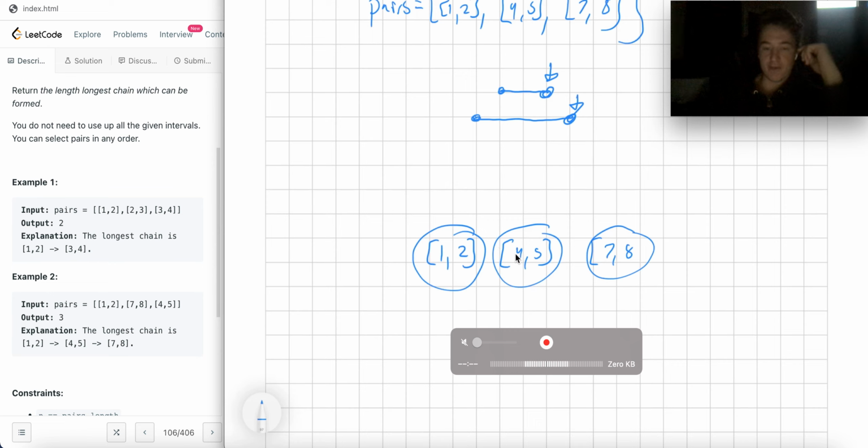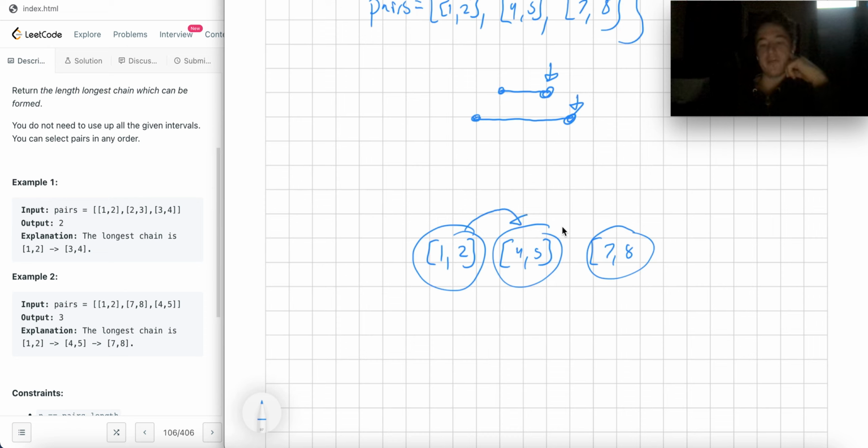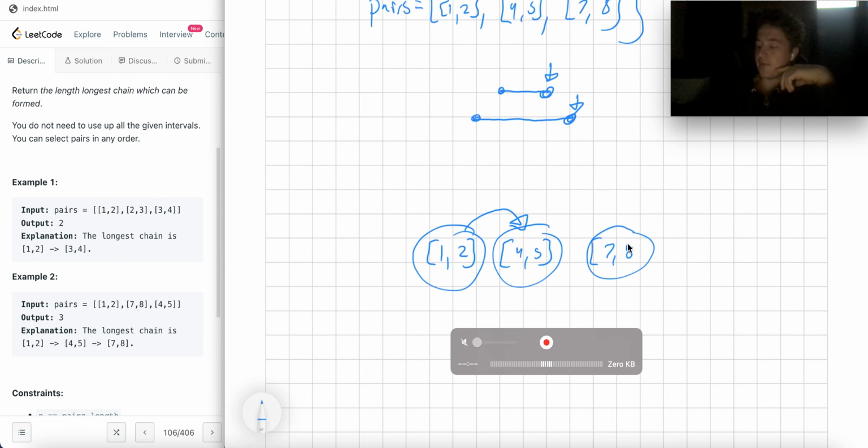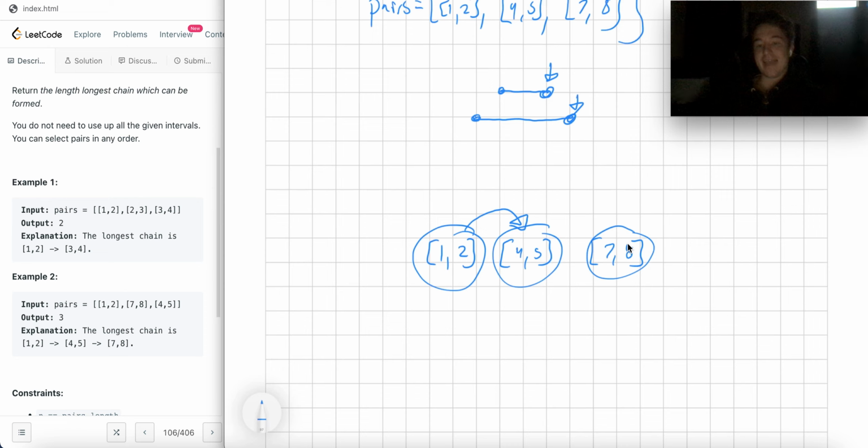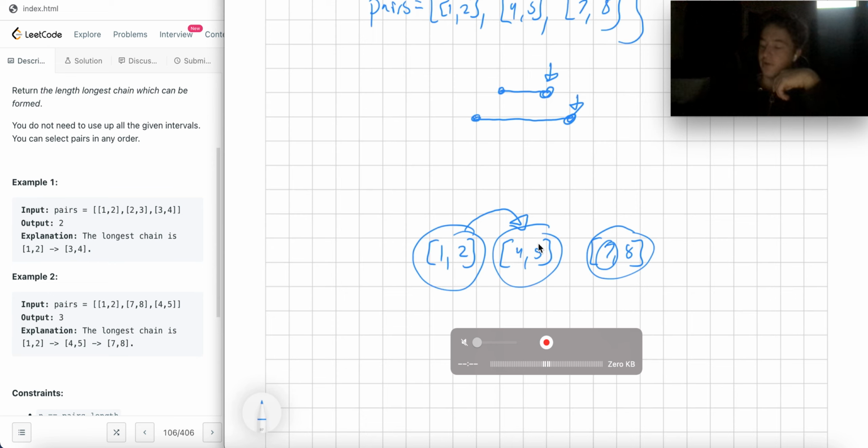So when I look at 4, 5, I say, okay, you start after the previous one ends, so I know I can create a link here. And then when I look at 7, 8, I look at anybody to my left, and everyone to my left ends before me, so there's no conflict in that respect. I need to check if they end before I start. I start at 7, this ends at 5, so I can connect it. This ends at 2 and I start at 7, so I can definitely connect this too. So here are all the links in the system.